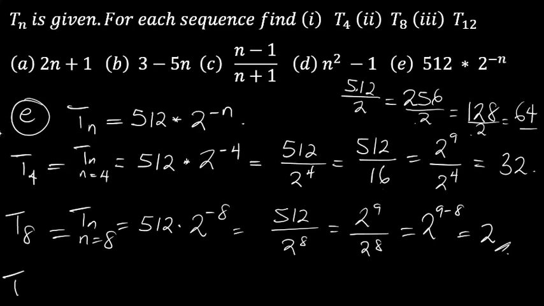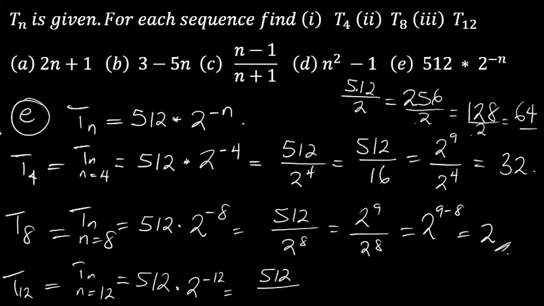Now let's look at the 12th term. The 12th term will be the nth term when n is equal to 12, which will be 512 times 2 to the power minus 12. This is the same thing as 512 divided by 2 to the power 12. And 512 is 2 to the power 9 divided by 2 to the power 12. So this is the same thing as 2 to the power 9 minus 12 according to the law of indices. So you have 2 to the power minus 3.